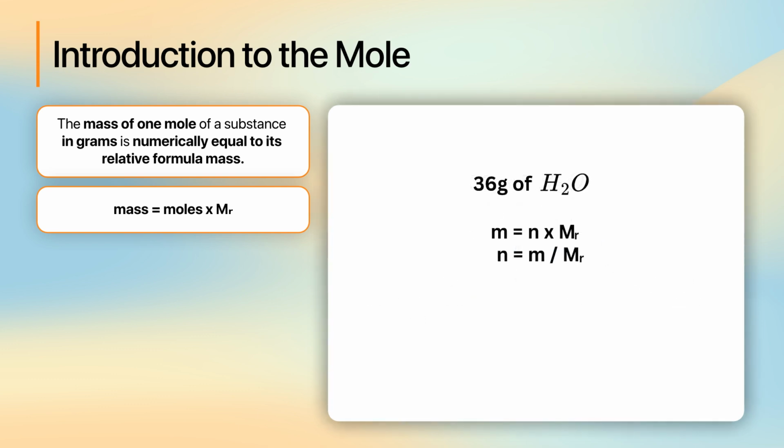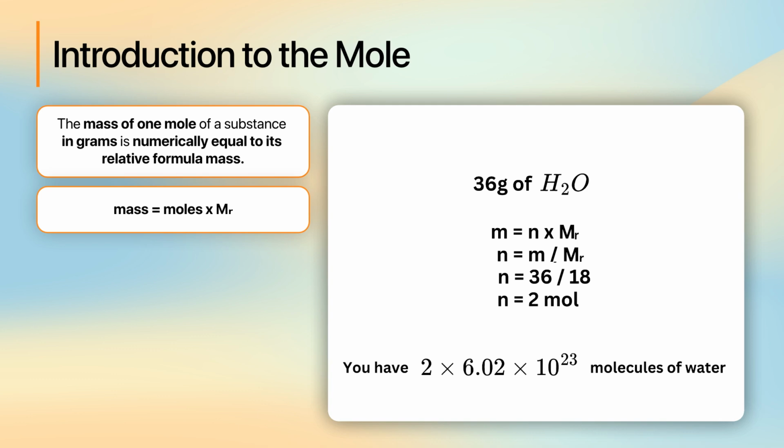If you have 36 grams of water, you can find the number of moles of water you have by rearranging the equation to n equals m divided by Mr. Plugging in the values then gives n is equal to 36 divided by 18, which equals 2 moles. This means you have 2 moles of water, or 2 times 6.02 times 10 to the power of 23 molecules of water. By mastering the mole concept and its relation to relative formula mass, you gain a critical tool for quantifying substances and navigating chemical equations and reactions with greater precision and comprehension.